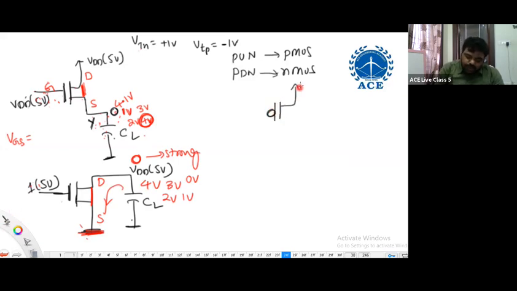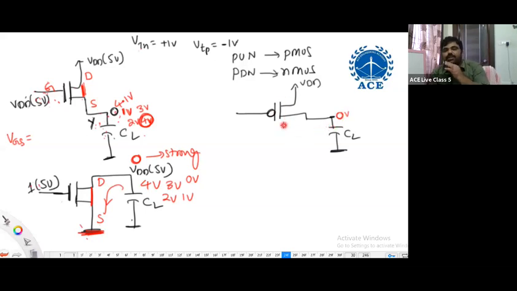If I use a P channel MOSFET in the pull-up network, what do you mean by this? Output load capacitance initially was at 0 volts. Now I'm using this P channel MOSFET in the charging path. So which one is source? Which one is drain? This is source, this is drain. Why? Source is at higher potential, drain is at lower potential in a P channel MOSFET. This is gate, obvious. To switch on this P channel MOSFET, gate must be connected to lower potential, which is logic 0, 0 volts. Am I right?